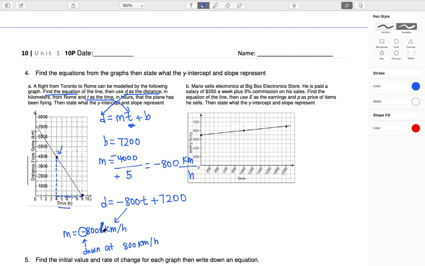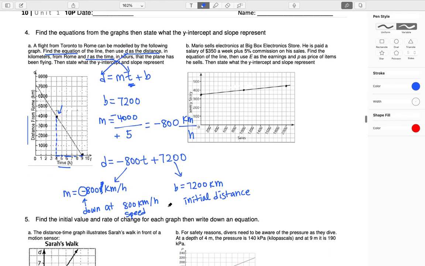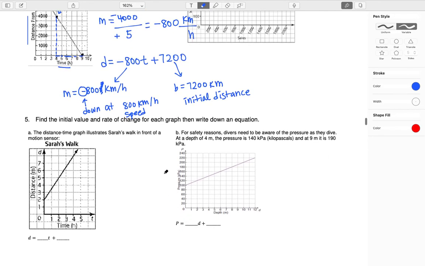So this is the speed. And for my y-intercept here, the y-intercept is 7,200, and the unit for the y-intercept is kilometers. So this is going to be the initial distance that you are starting from. This is how far the distance is from Rome to Toronto. Okay, good.